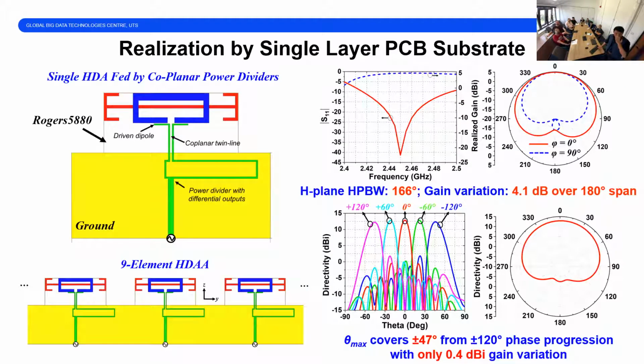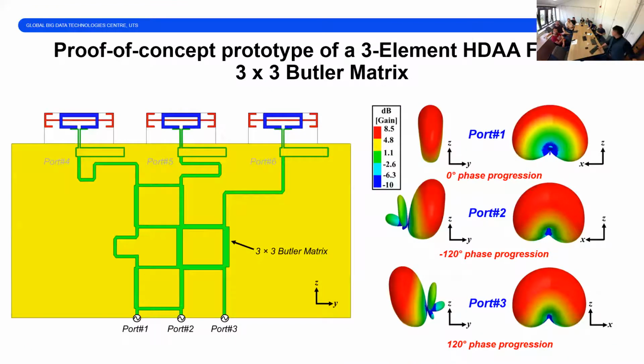Later on, we realized the design with a PCB-based prototype, and we developed a 3x3 Butler matrix to verify the concept. The Butler matrix is actually a feed network with 3 ports. At each port, we excite one and terminate the other 2, and we get the same amplitude output but a different phase difference between each port. So by applying different ports, we can steer the beam. It's a multi-beam antenna array.